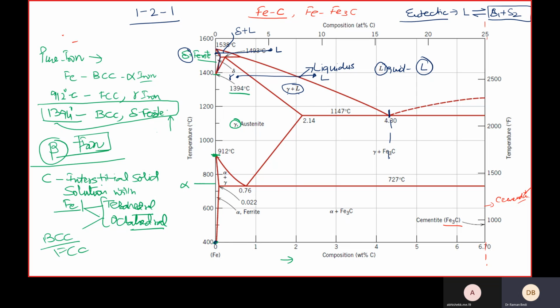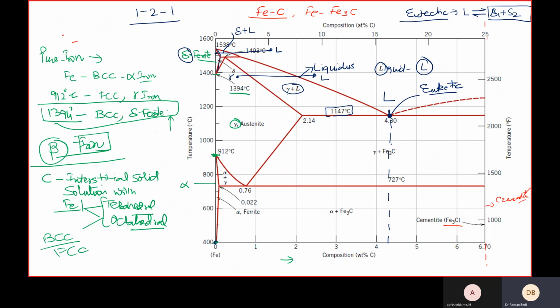Just remember the other definition of eutectic was a low melting point, and this happens to be the lowest melting point that exists here. At 4.3% of carbon and at 1147 degrees centigrade, there is a eutectic reaction happening here. Invariant reaction means it will happen only at a carbon percentage of 4.3% and a temperature of 1147 degrees only, nowhere else.